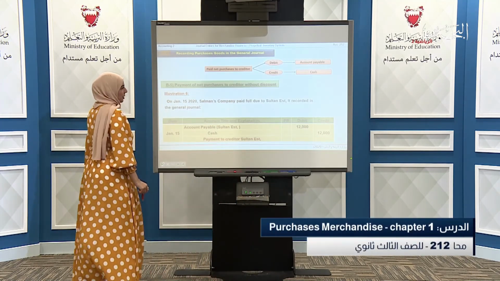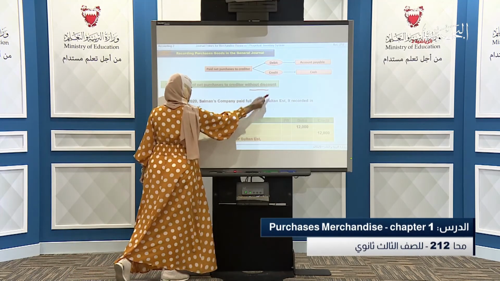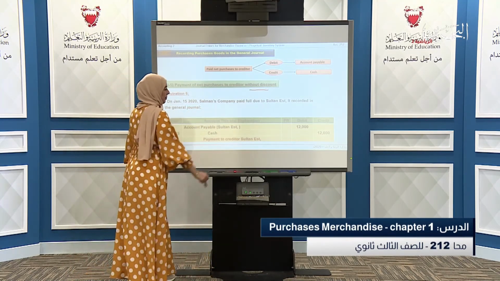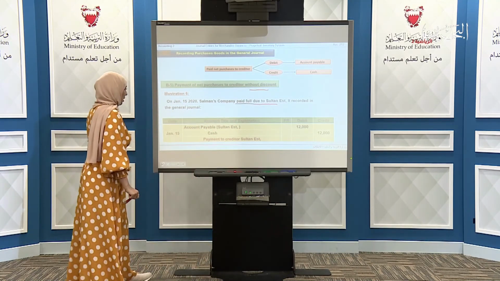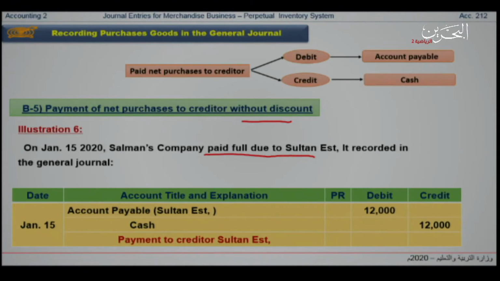Moving to the payment of net purchase to creditors without discount also. Salman company paid the full amount due to Sultan company. If I pay the amount that is due, my liability, the account payable, will decrease, and also the cash will decrease because I pay the amount. For the accounts payable, if it decreases, it will affect the debit side with the 12,000, and the cash also will decrease and affect the credit side with 12,000.